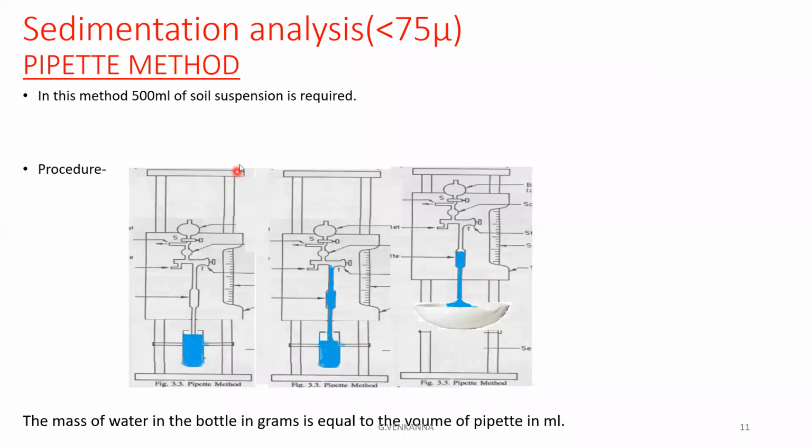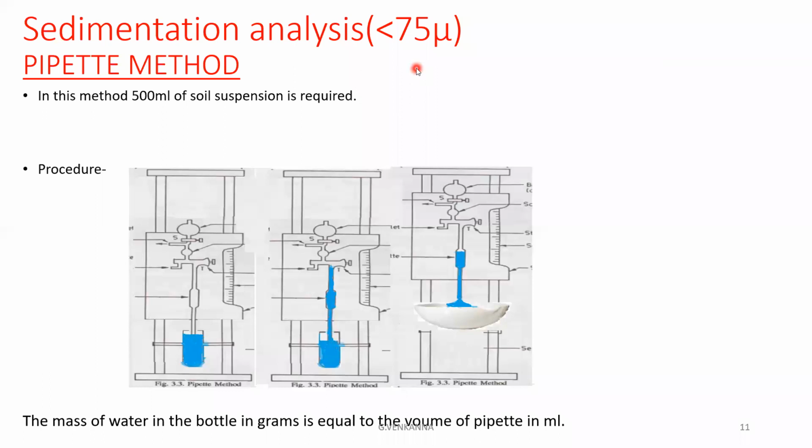Okay, today our topic is the pipette method. The pipette method is a type of sedimentation analysis. Generally, it is used when the particle size is less than 75 micron. Whenever the particles are less than 75 micron, we cannot sieve them through a set of sieves.